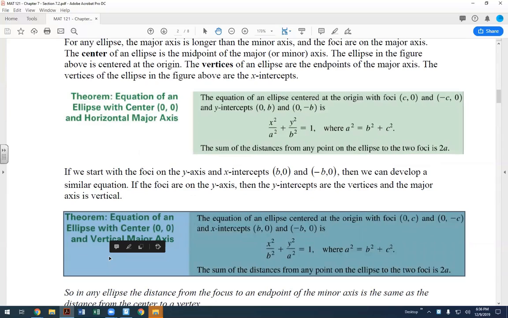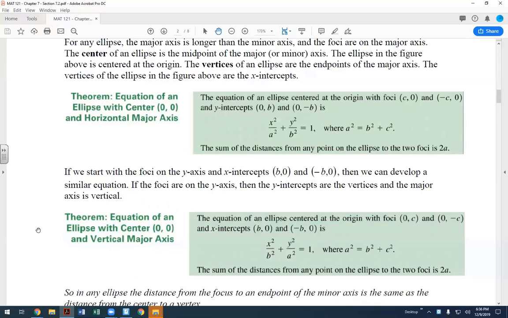So when it's a horizontal major axis, our equation for an ellipse is defined as x squared over a squared plus y squared over b squared equals 1. When it's a vertical, notice how my denominators have changed places now. So the easiest way to remember is the value under x will represent x-intercepts.